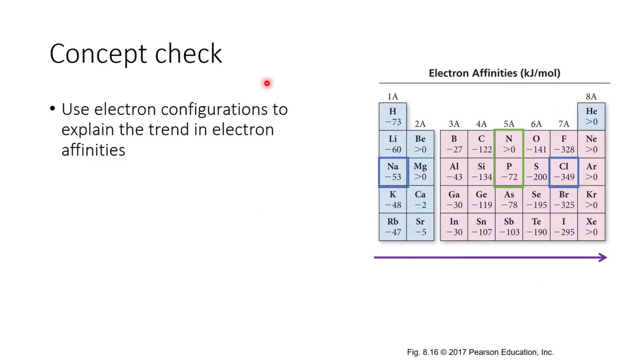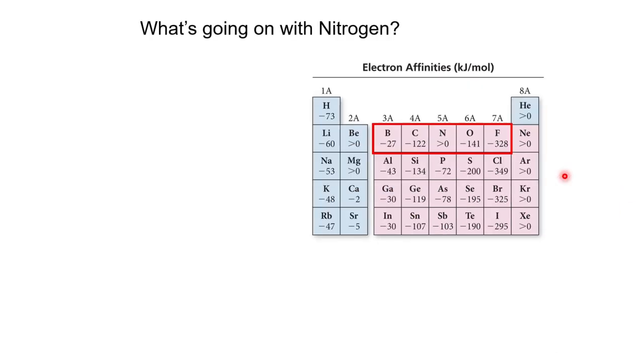So let's do a concept check. Let's use electron configurations to explain this trend in electron affinity. So we're going to compare nitrogen and phosphorus, and we're going to compare sodium and chlorine. So what's going on here? Well, let's take a look.